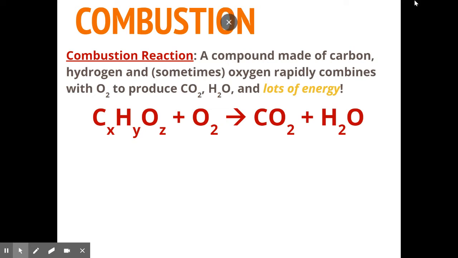Now, combustion reactions are interesting compared to the other reactions we've learned because the products are always the same. So long as you see some compound made of a certain number of carbons, a certain number of hydrogens, and maybe some number of oxygens combined with O2, then you will always have carbon dioxide and water as the products. Wood is just some combination of carbons, hydrogens, and oxygens that you combine with O2 gas and it burns. And when you burn a log, it produces carbon dioxide and water.